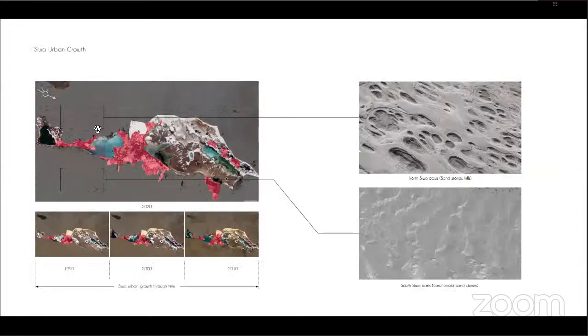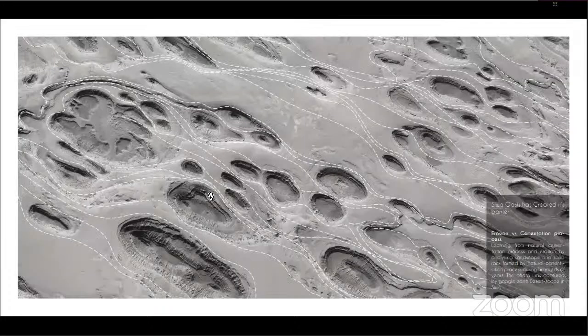When I was analyzing the urban growth of the Siwa Oasis city, I discovered that most of the urban growth happened in the south, not in the north, over 30 years. So I was wondering why. But when I zoomed in, I found that north of the Siwa Oasis there are sandstone hills, and in the south it's just sand dunes. And the main direction of the wind is northwest. So we can see here that these sandstone hills were carved through hundreds of years by this direction of wind.